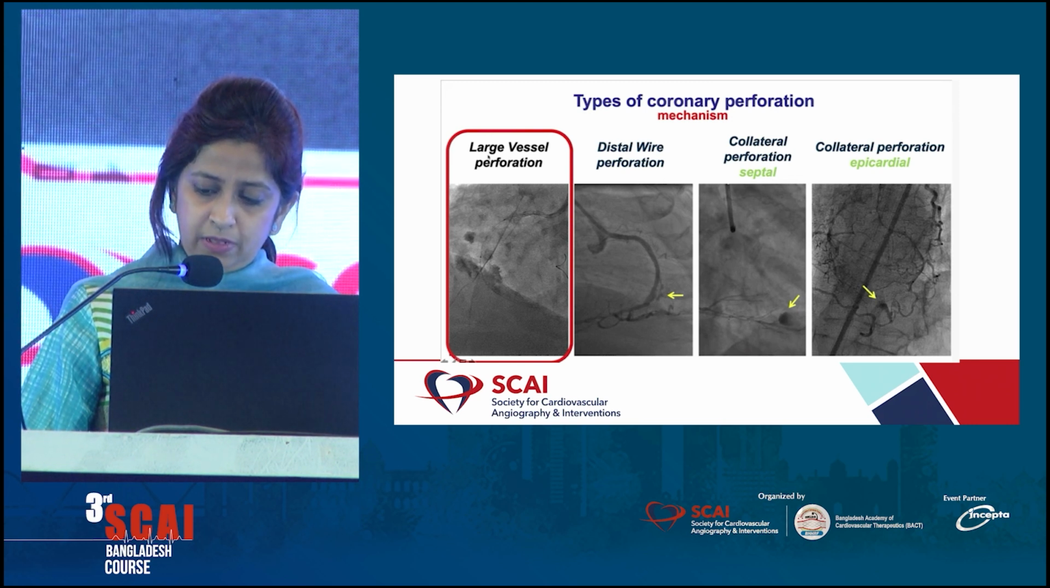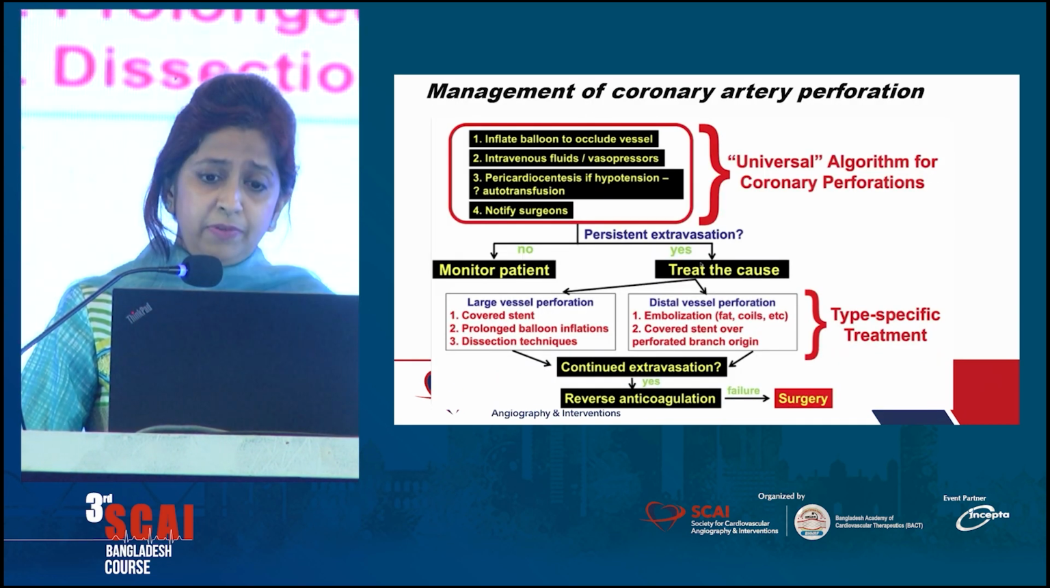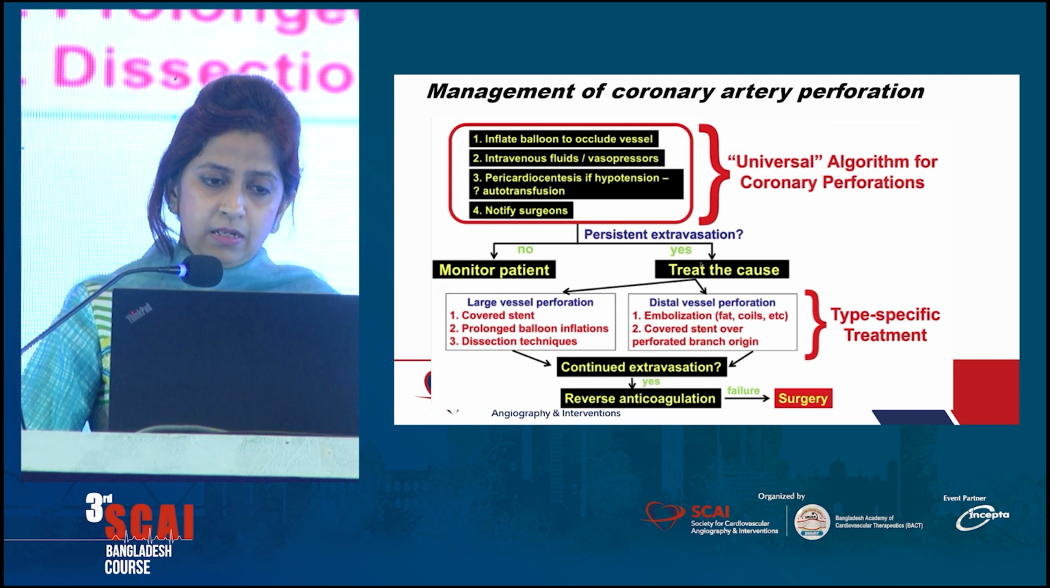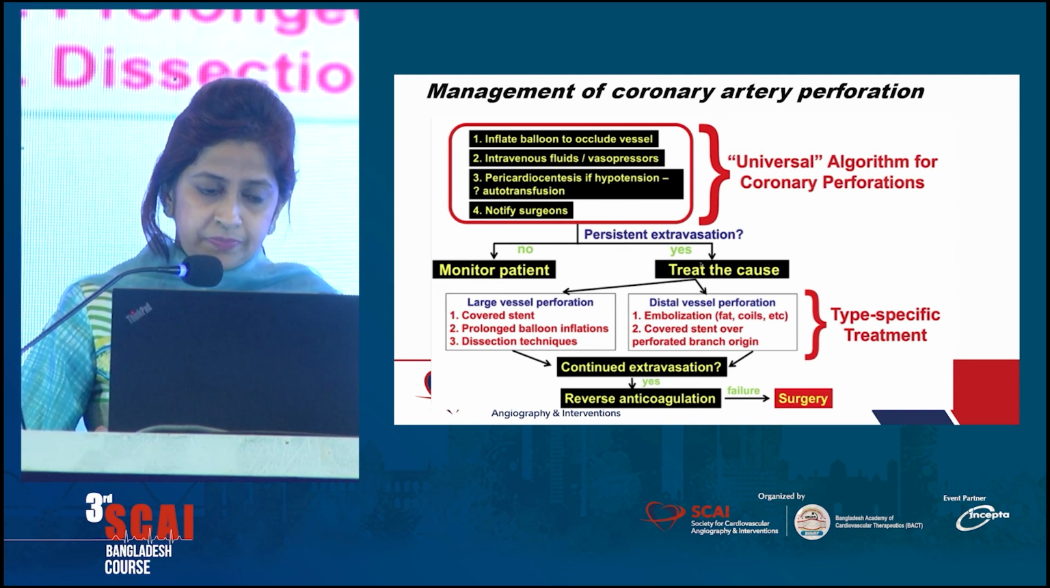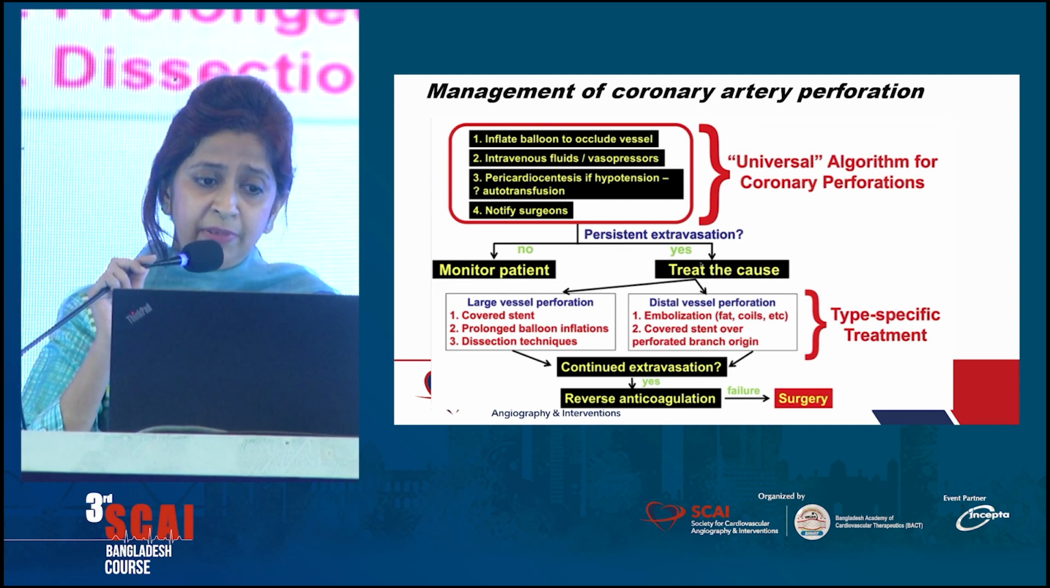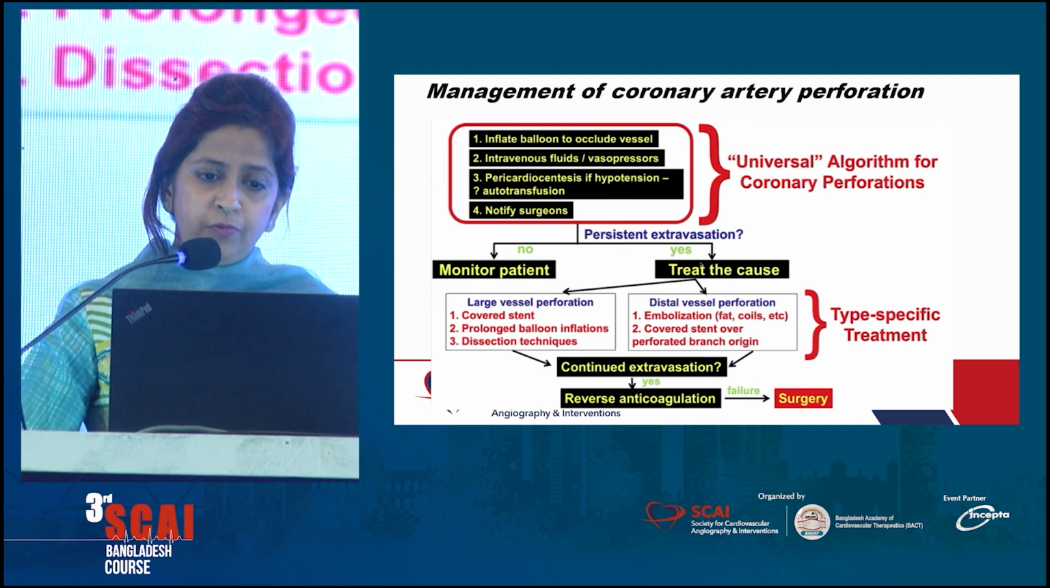There are different types of perforation according to the location. Whatever may be the location of the perforation, we should follow this universal algorithm, that is, inflate the balloon to occlude the vessel and maintain the patient hemodynamically stable with intravenous fluid or vasopressor, pericardiocentesis if hypotension, and then notify the surgeon if there is persistent extravasation. And in case of large vessel perforation, we should try prolonged balloon inflation.